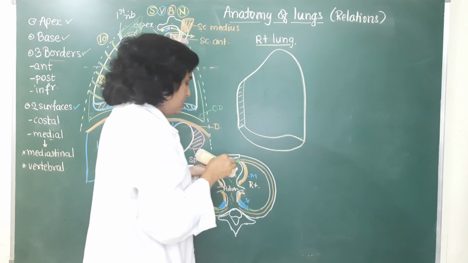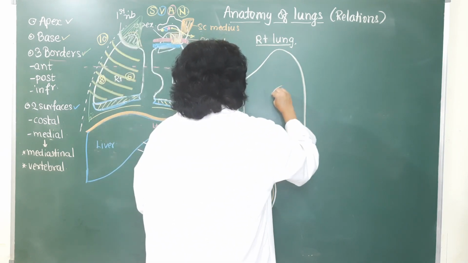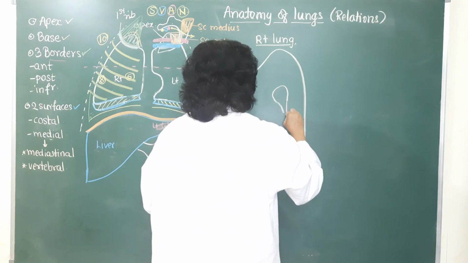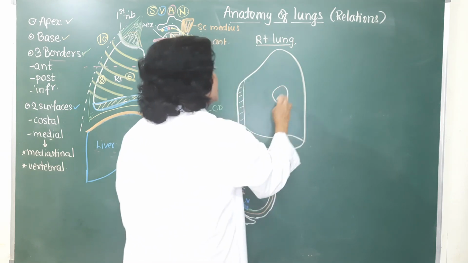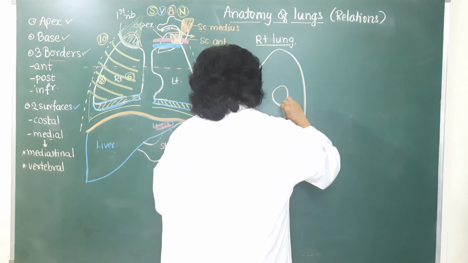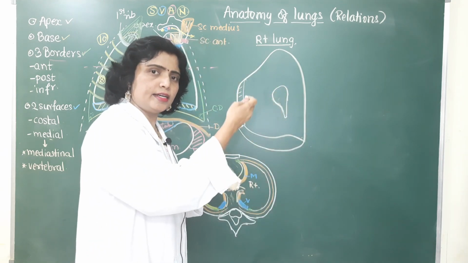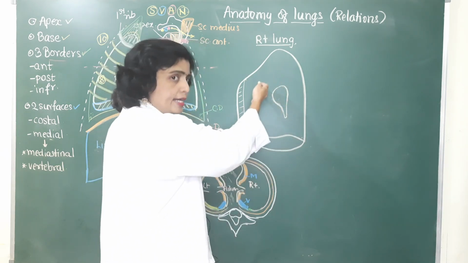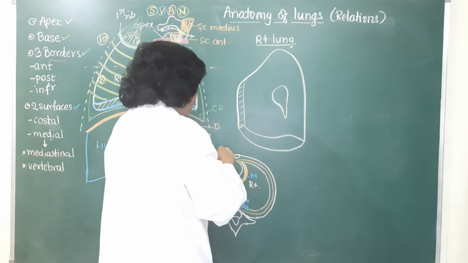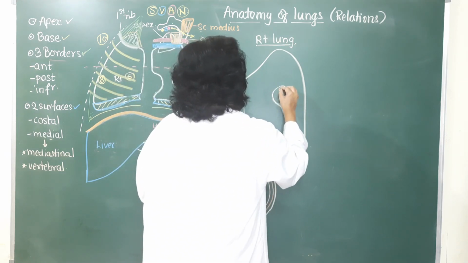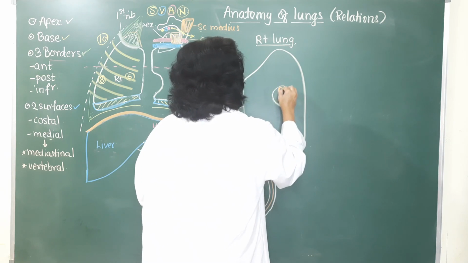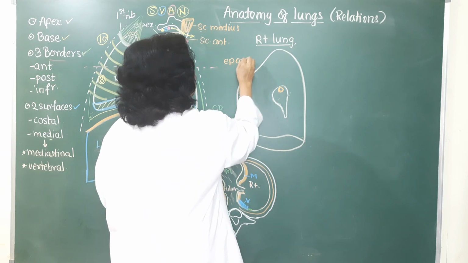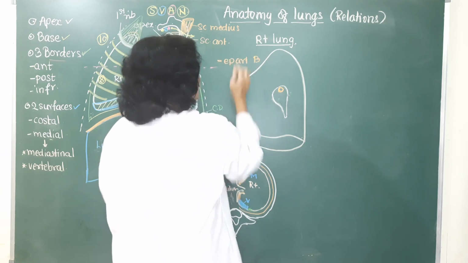Okay, now on the mediastinal surface, here you can see the non-pleural impression present on the lung, and this non-pleural impression is called the hilum of the lung, through which the structures either enter or leave the lung. Now we will see the structures at the hilum of the right lung from above downwards. So from above downwards you get the eparterial bronchus. Eparterial means above the artery. This is the eparterial bronchus. Okay, this is the first structure.